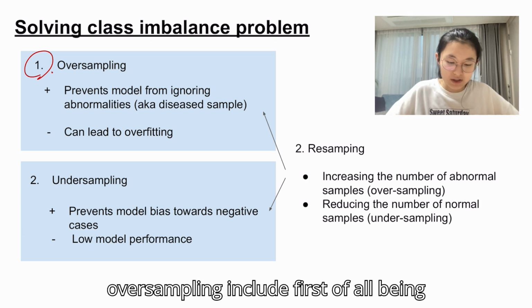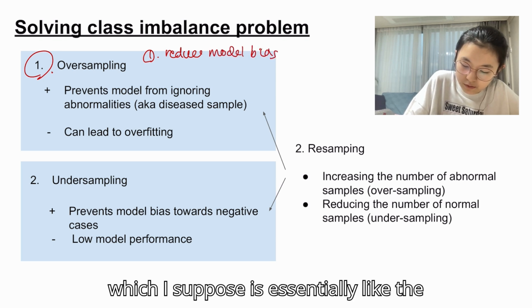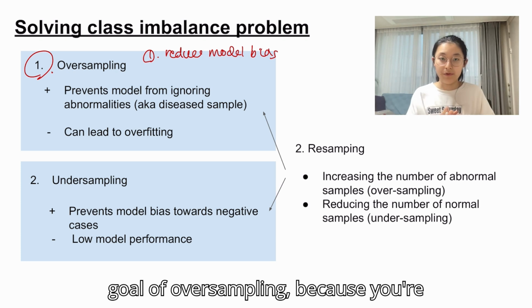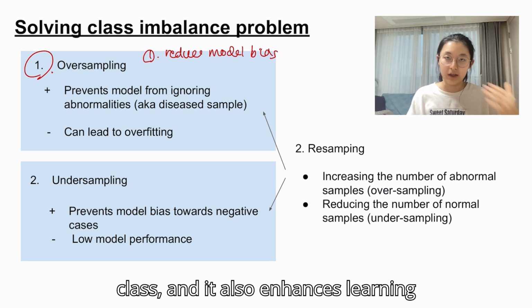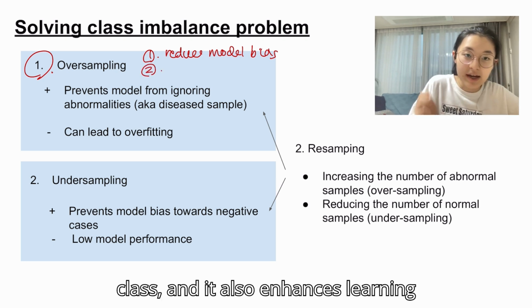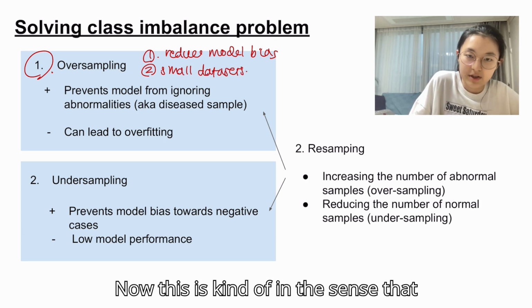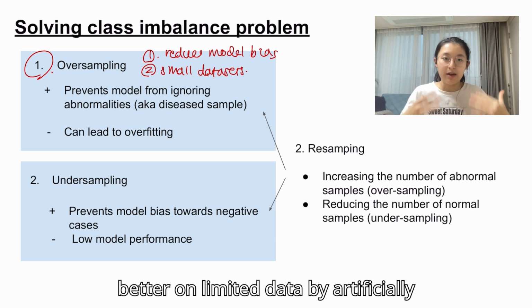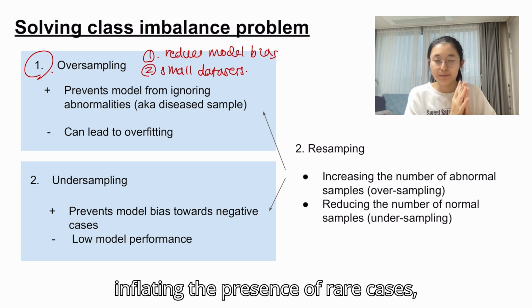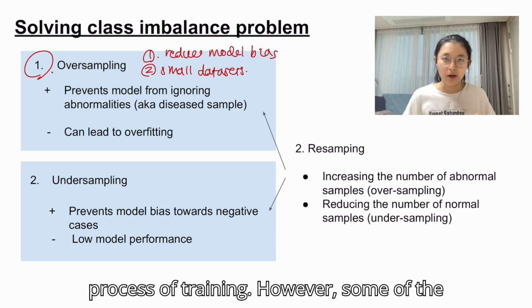Some of the advantages of oversampling include, first of all, being able to reduce model bias, which is essentially the goal of oversampling. Because you're balancing class distribution, oversampling prevents the model from overlooking the minority class. And it also enhances learning on small data sets. Because it allows the model to train better on limited data by artificially inflating the presence of rare cases, it ensures these important scenarios are not ignored during the process of training.